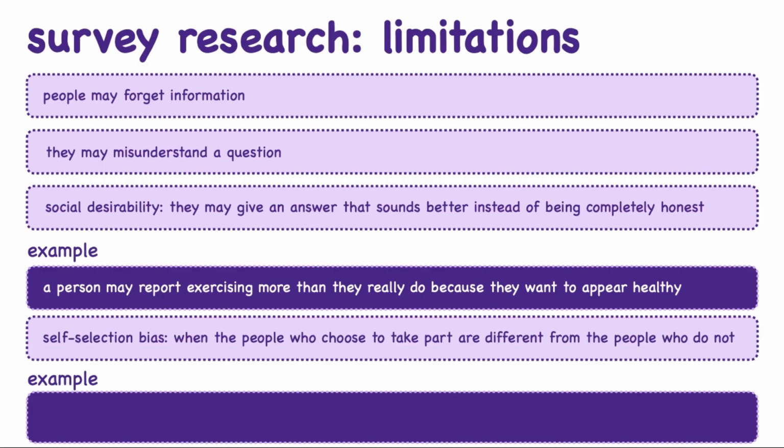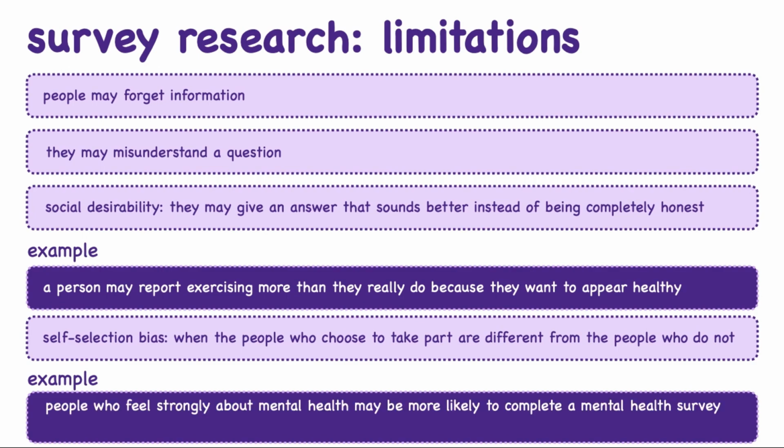Another problem is self-selection bias. Self-selection bias happens when the people who choose to take part are different from the people who do not. For example, people who feel strongly about mental health may be more likely to complete a mental health survey. This means the results may not represent everyone.